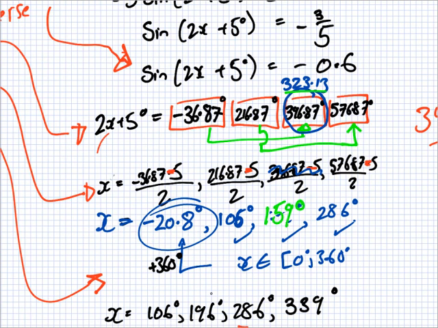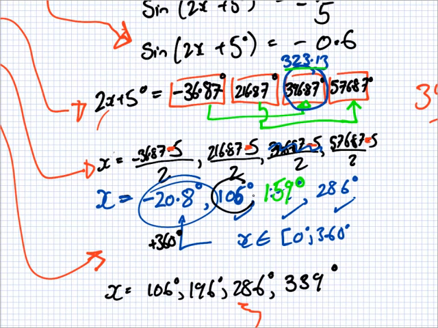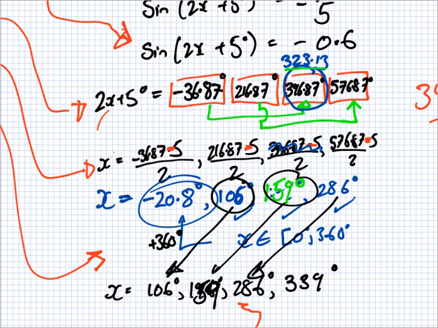Oh, this last step here? Let's see. I just took this answer 106 and brought it down, kept it the same. 159, I brought that down. That should be 159 now. 286, I brought it down. But this minus 20.8, I don't like. I added 360 to it, and it became 339.